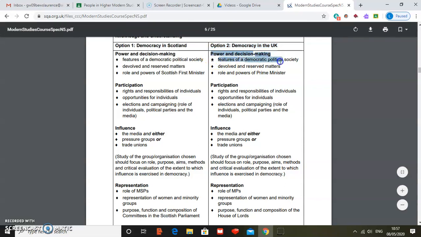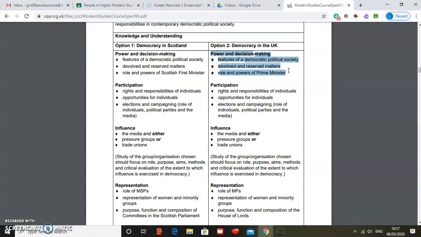Power and decision making. We have to talk about the features of a democratic society. So what kind of things are you able to have? So your rights and your responsibilities. We have to look at devolved and reserved matters and also how, for example, reserved matters fit into the UK as a whole, but also how the devolved may cause some issues within that. And of course we need to know what the powers of the Prime Minister are and also what the role of the Prime Minister, Boris Johnson as it is just now at the time of this recording.